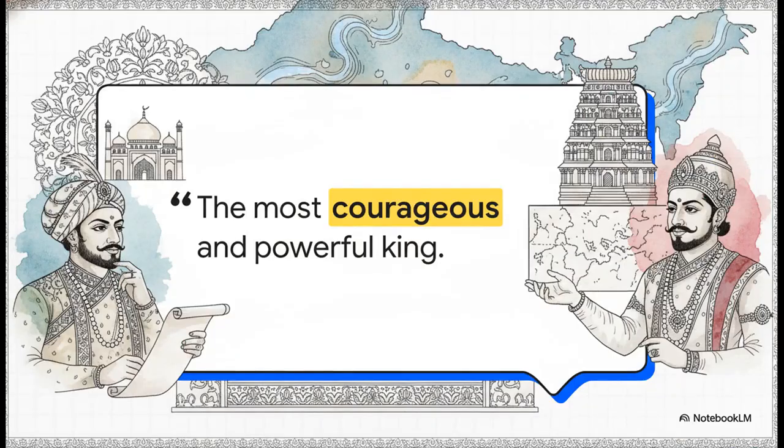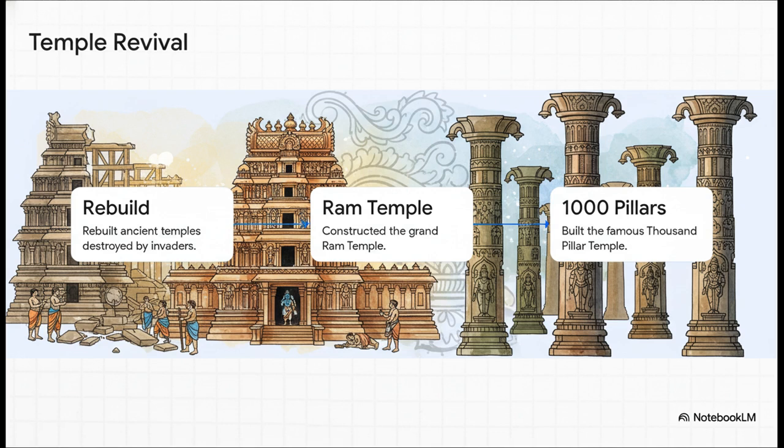Now, this quote is absolutely incredible, mostly because of who wrote it. The Mughal Emperor Babur, a rival founder, wrote in his own autobiography that Krishnadevaraya was the most courageous and powerful king. To have your rivals in absolute awe of your influence really tells you something about the power of the Vijayanagara Empire. And Krishnadevaraya channeled that immense power into a massive architectural revival.